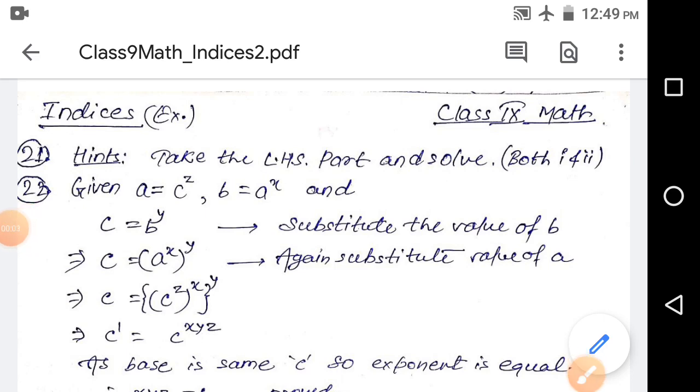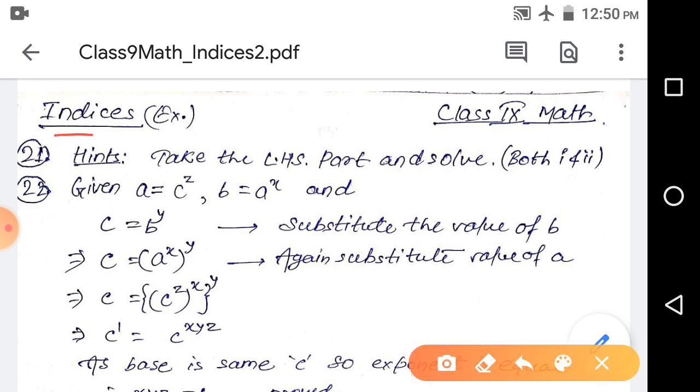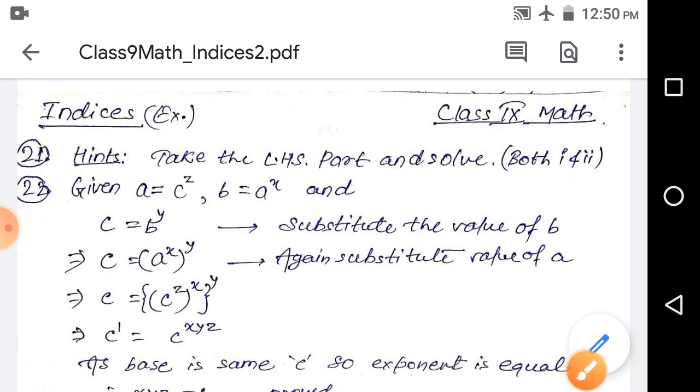I hope that you have gone through the previous video where we discussed how to solve the questions from 1 to question number 20 of the exercise indices. So now we will continue with the same exercise and start solving from question number 21.